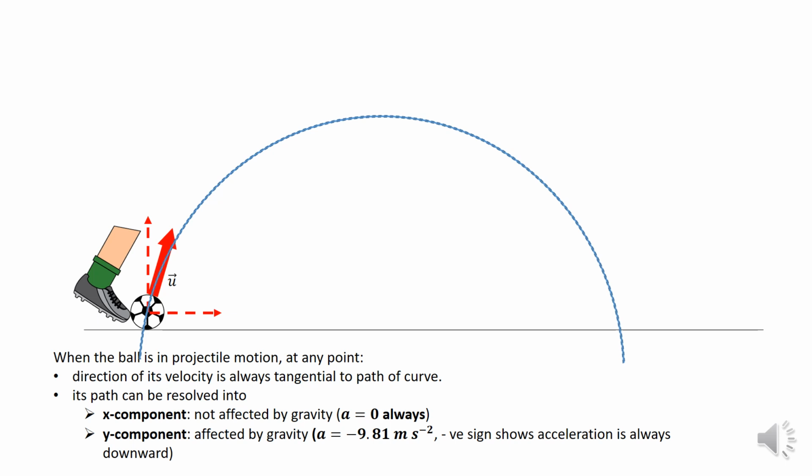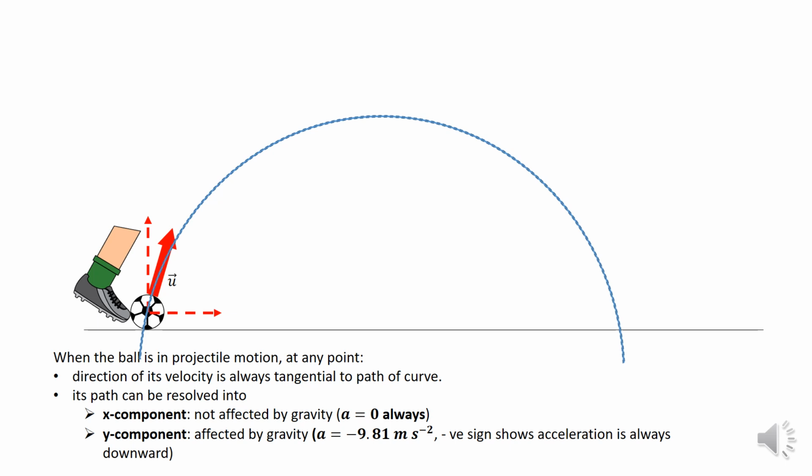Have you seen any gravitational acceleration pointing upward? Have you seen any object that is accelerated upward into the sky? No, right? Why? Because the acceleration due to gravity is always pointing downward. That's why we have a negative sign to show that it's pointing downward. So please remember these two. These two are actually the heartbeat of the whole projectile motion. Once you understand this, the rest of projectile motion will be very easy to understand.